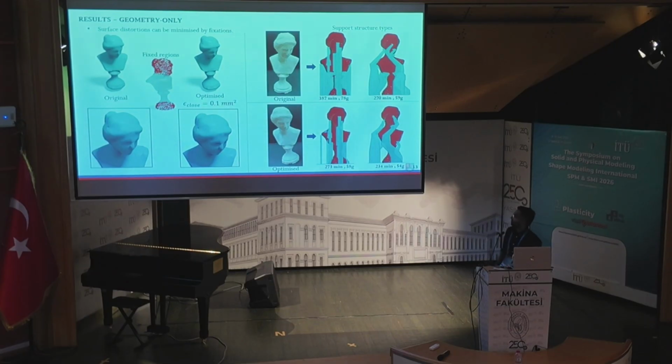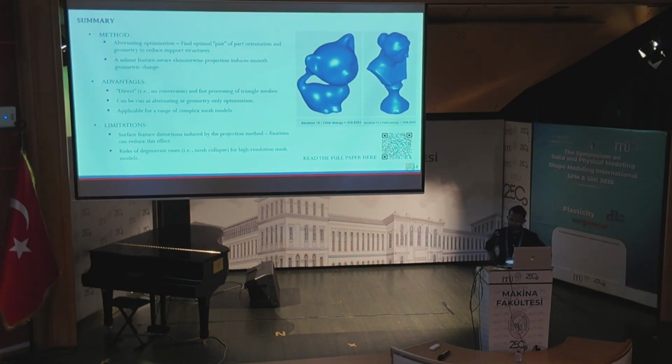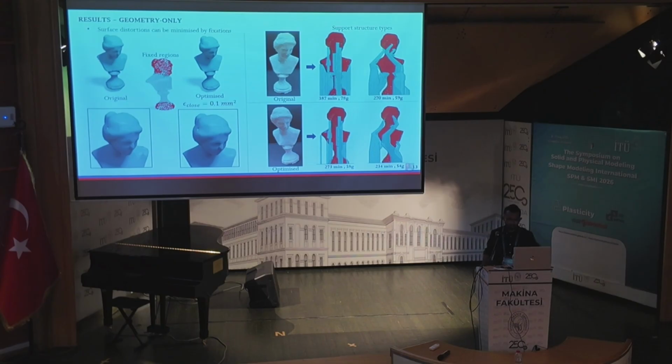From the right-hand side, you can see the printed versions of the original and optimized versions. And if you look at the print times and the weight, you can see our method is applicable to different support structure types. So in summary, we propose an alternating optimization method to find the best pair of orientation and geometry for 3D printing. The main advantage is our method is effective for a range of complex models, and our method can be used directly on triangle mesh models. Our method is also quite fast, and you can see the results from our paper.